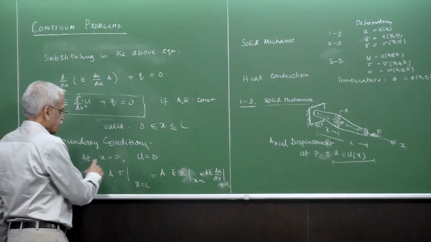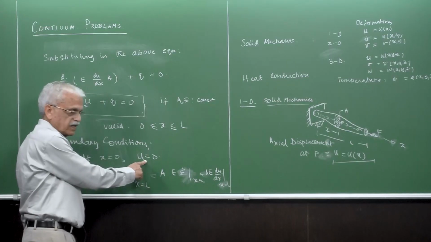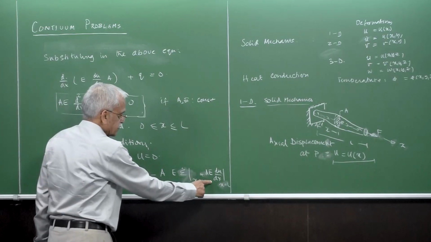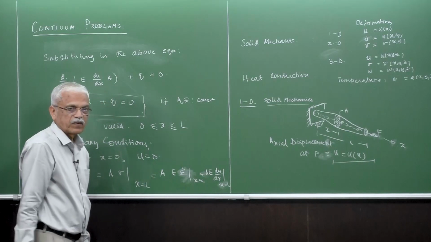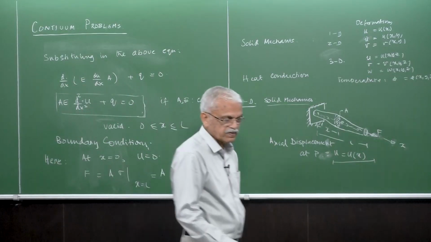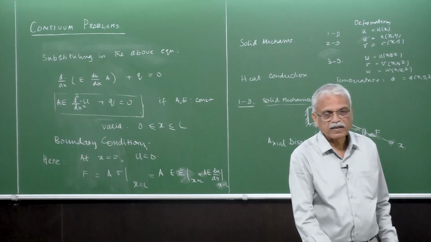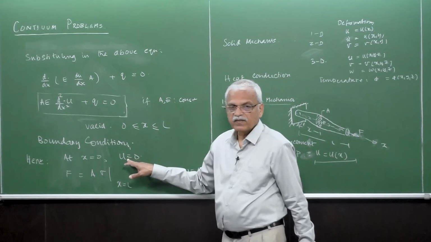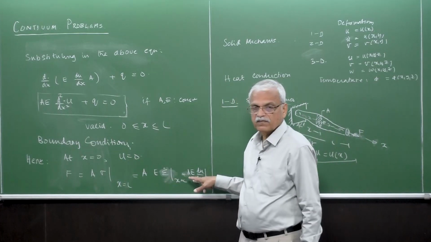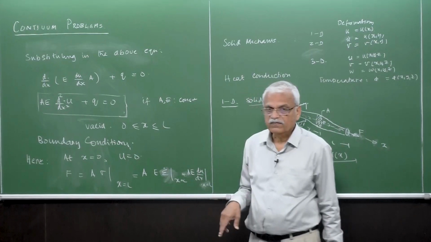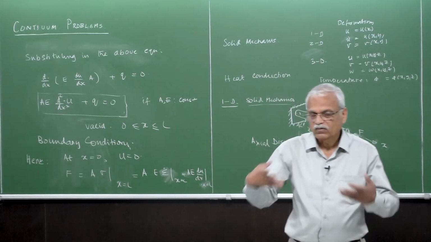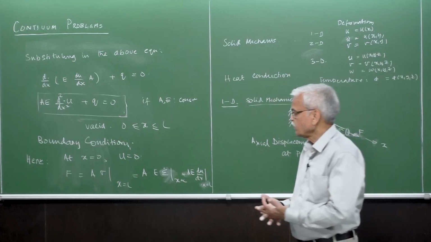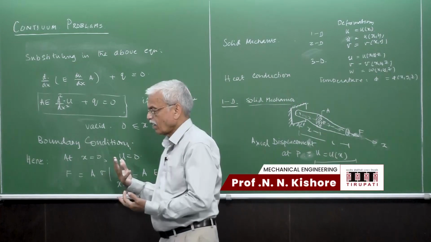So this one is in the form of displacement itself, whereas this is in the form of a derivative boundary condition. These are very, very important for us. Sometimes we give the boundary conditions in terms of the variable itself, and sometimes in terms of the derivative of the variable. These are very typical, which we encounter often.